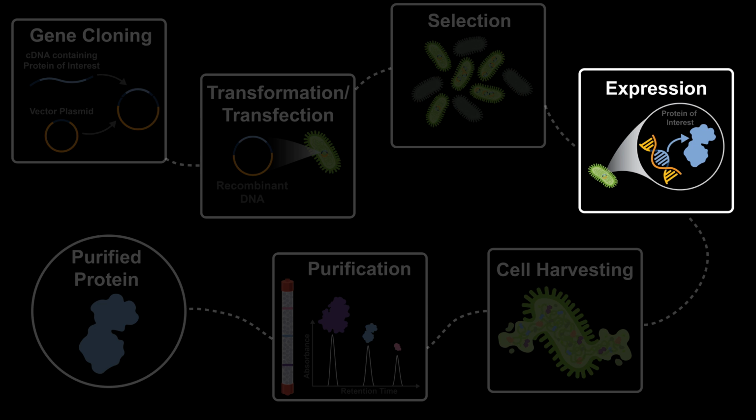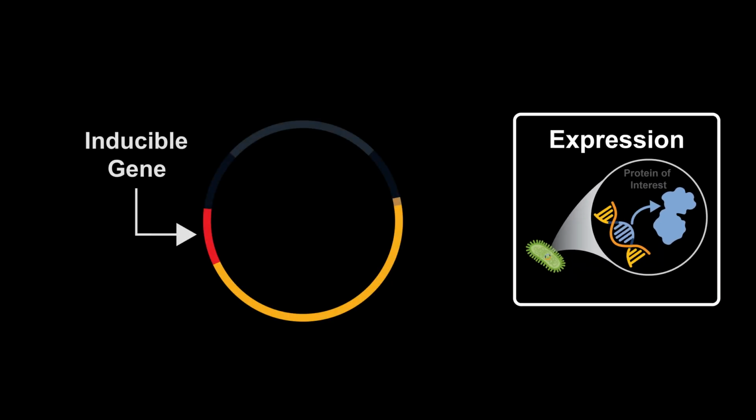Next, the protein is expressed by the bacterial host. This is done through typical transcription and translation of the gene of interest. To optimize protein expression and improve yield, scientists often include an inducible gene within the plasmid that controls when the protein is expressed.